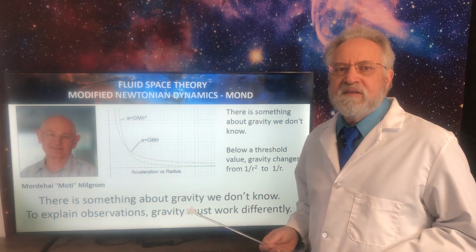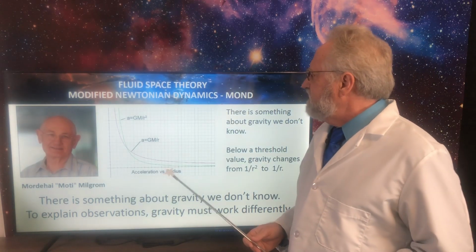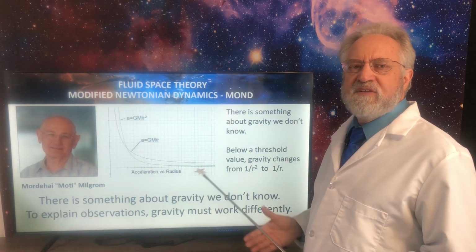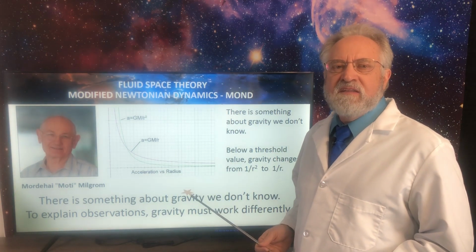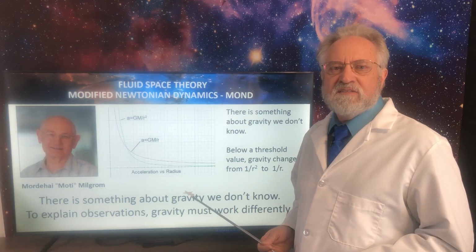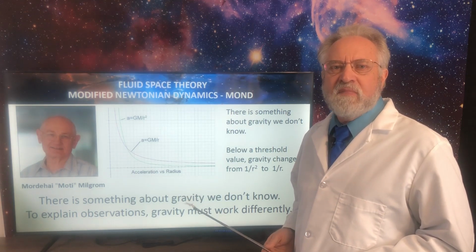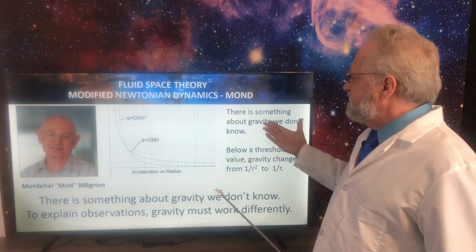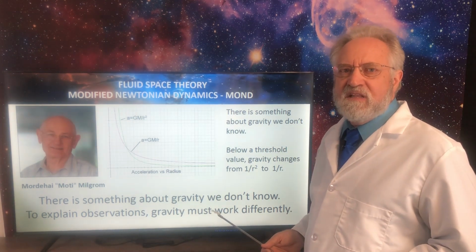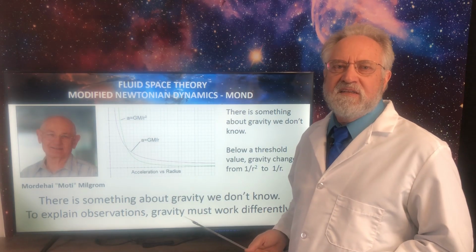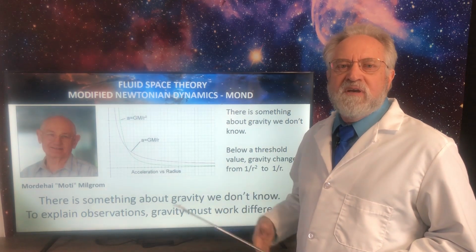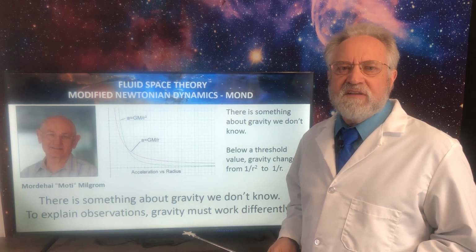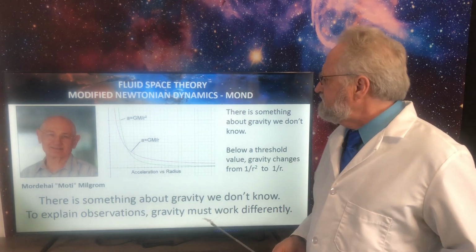What about MOND? Well, back in the 80s, Monty Milgram proposed that there's something we haven't learned about gravity. Now, he had a hunch that this was the case and how it would work. And that hunch turned out to be very good. Fluid space theory has revealed that, yes, there is a lot that Einstein didn't include, and we have to go beyond Einstein to get a full understanding of gravity. So in that regard, he was right.